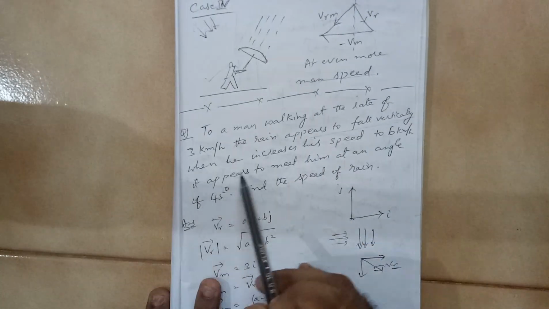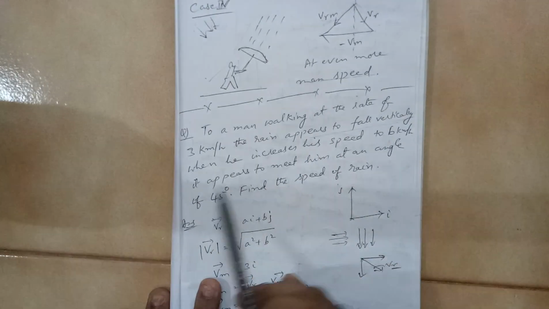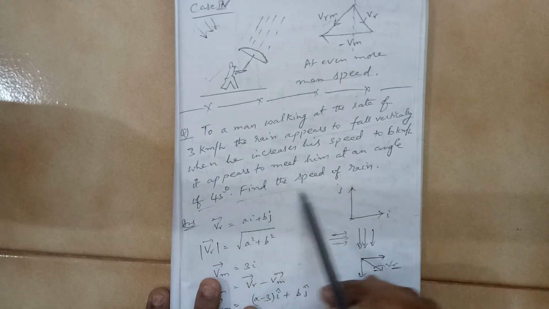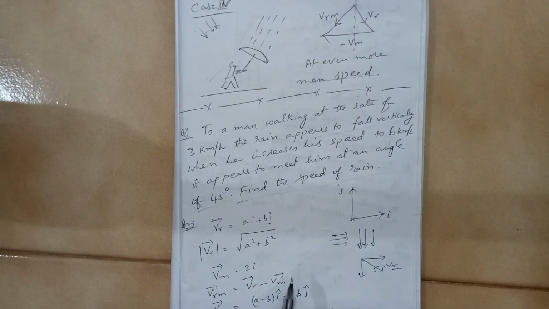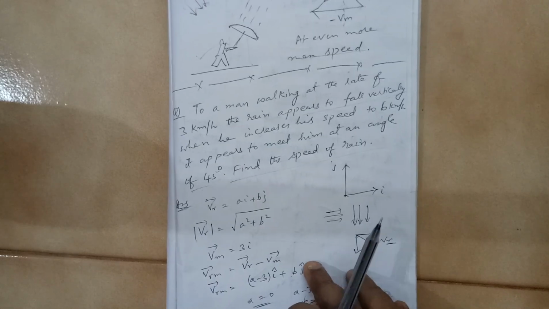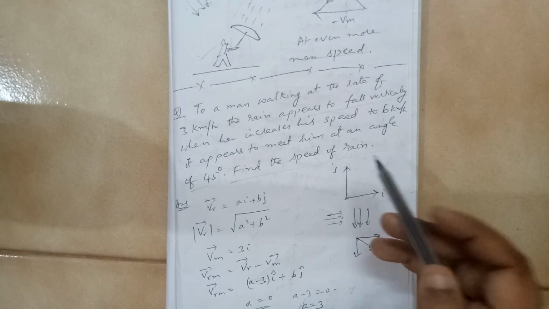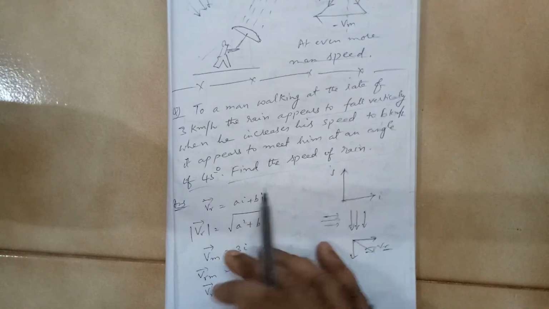When he increases his speed to 6 km per hour, it appears to meet him at an angle of 45 degrees. Find the speed of the rain. Here we have to find the speed of the rain. So we can adopt a vector calculation approach. We don't know in which direction the rain is falling, right?